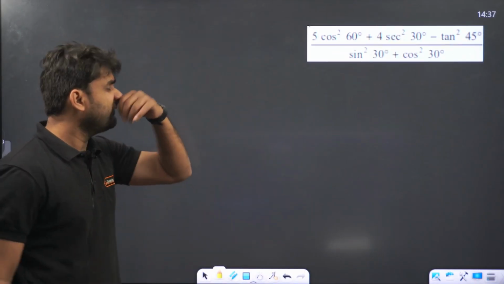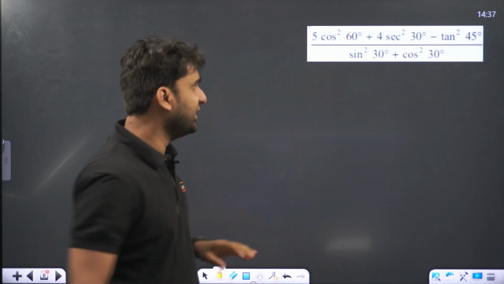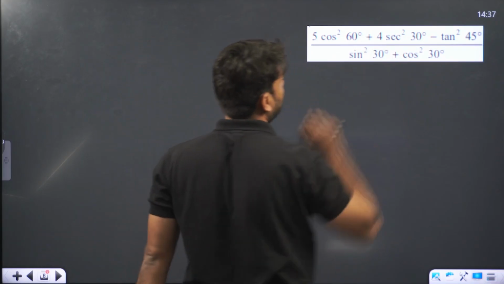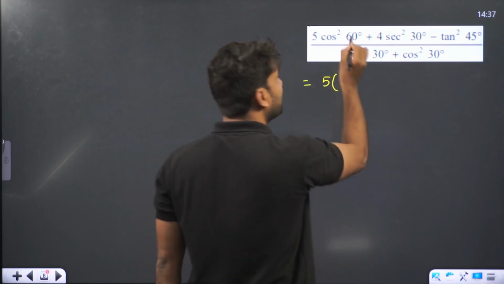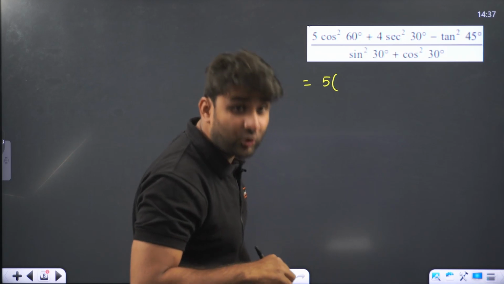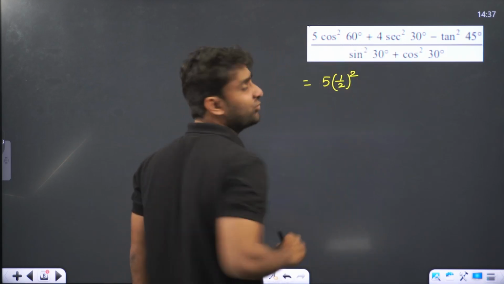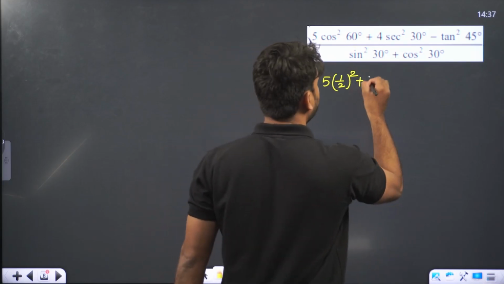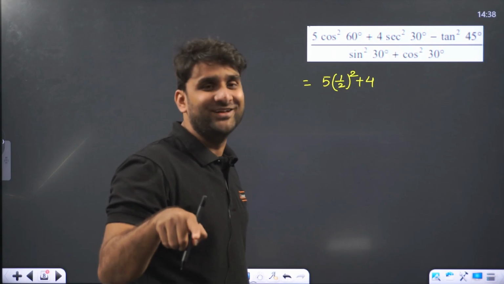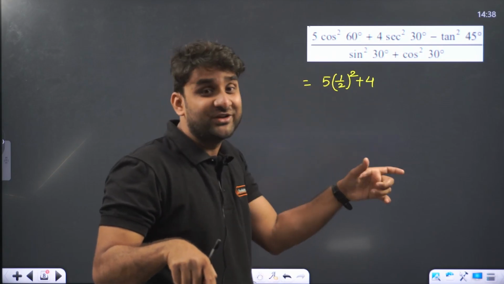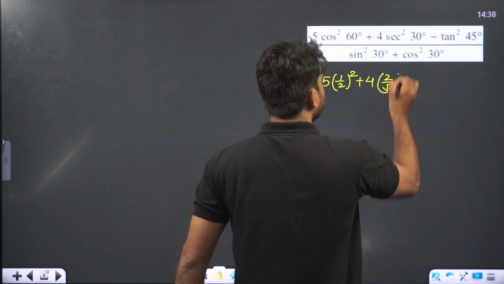Again one more question: 5 cos square 60 degree plus 4 sec square 30 degree minus tan square 45 degree, and we have a denominator also. No problem. So 5 cos square 60. What is cos 60? Cos 60 is 1 by 2. So we can write here 1 by 2 whole square because this is a square. Plus 4 sec square 30. What is sec 30? I don't know, but we know cos 30. Cos 30 is root 3 by 2, so sec 30 will be 2 by root 3. Reciprocal, guys. 2 by root 3 whole square.